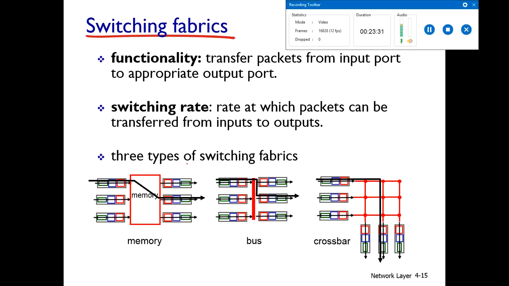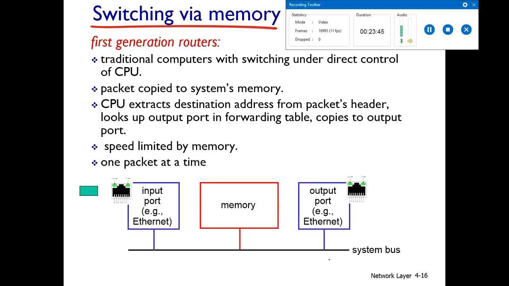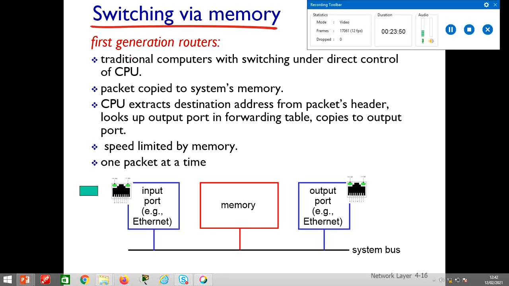Now there are three kinds of switching fabric: switching via memory, switching via bus, and switching via crossbar. Let's understand the differences between them. Switching via memory was used in first generation routers. The simplest and earliest routers were often traditional computers, with switching between input and output port done under the direct control of the CPU.